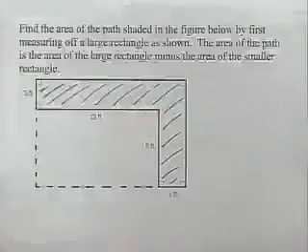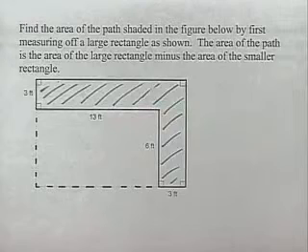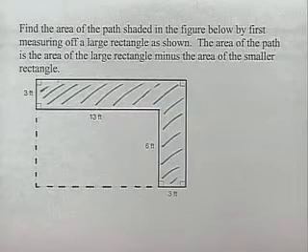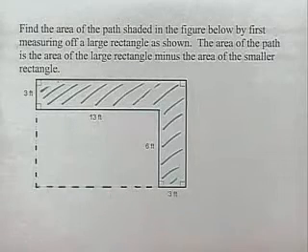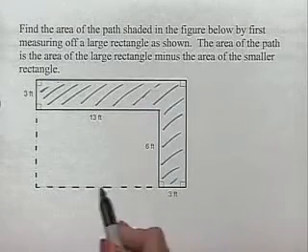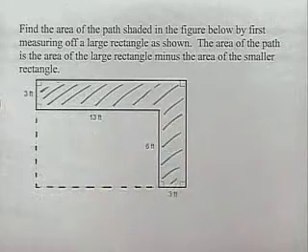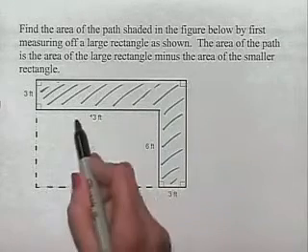Now in the next problem, we're going to work with area. Find the area of the path shaded in the figure below by first measuring off a large rectangle as shown. The area of the path is going to be the area of the large rectangle minus the area of the smaller rectangle that we see here.